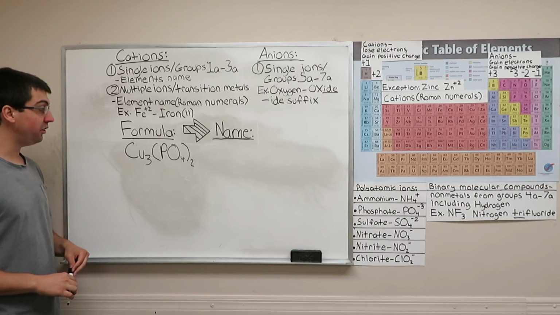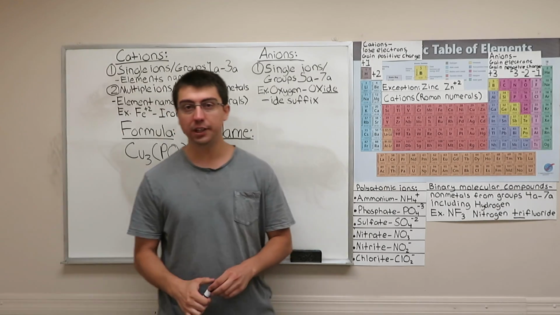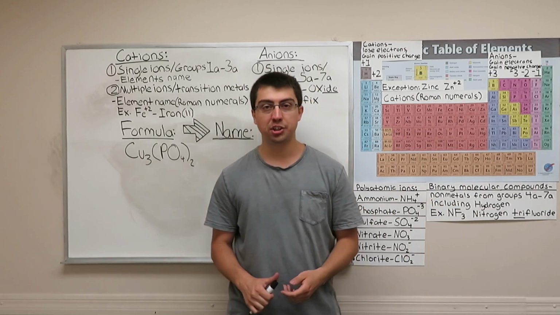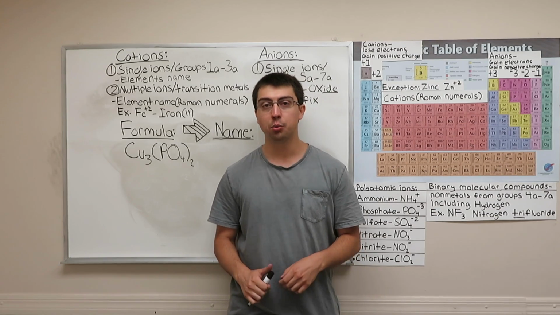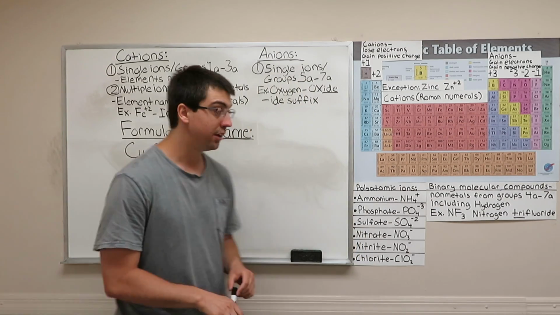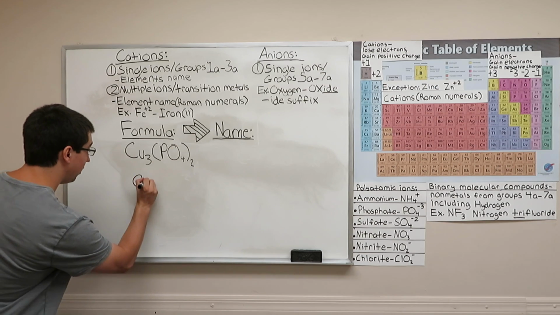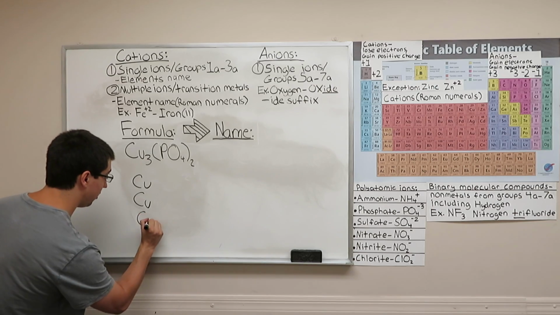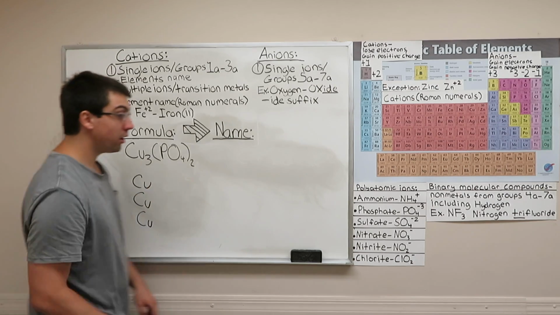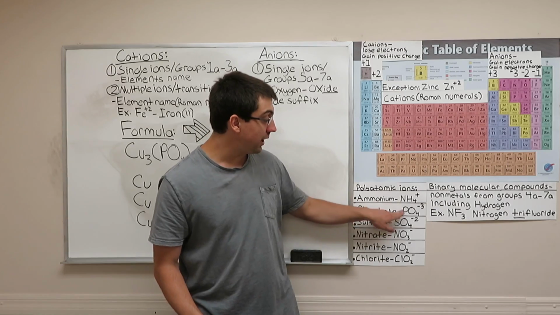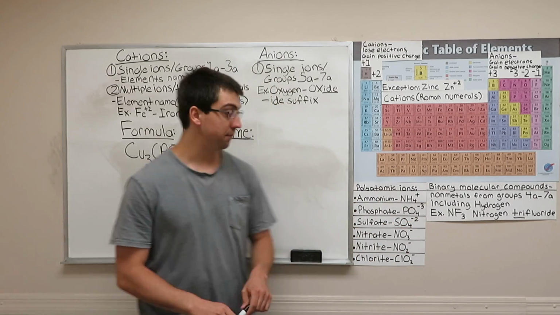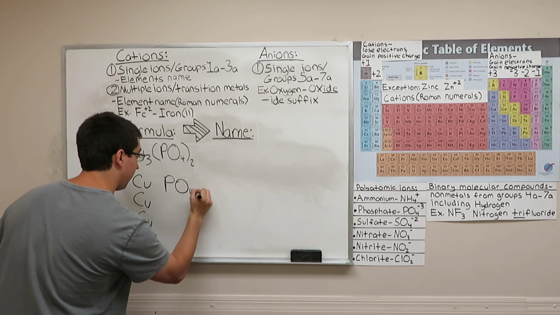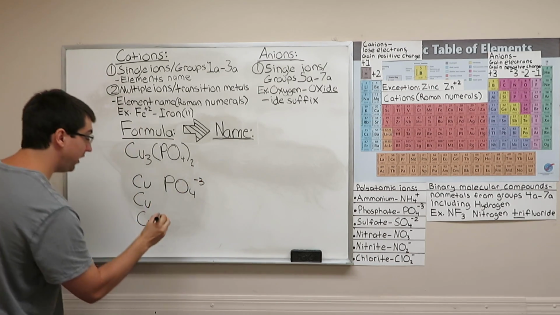Our formula is Cu3(PO4)2. First we need to write down each element's name. Cu is copper. Copper is a transition metal and it carries multiple ions, so we need to work backwards to find out which charge we have. So I'm just going to write down copper's symbol. And if we look at the formula, we actually have 3 coppers. We have PO4. PO4 is phosphate and it actually carries a -3 charge. And we have 2 phosphates.